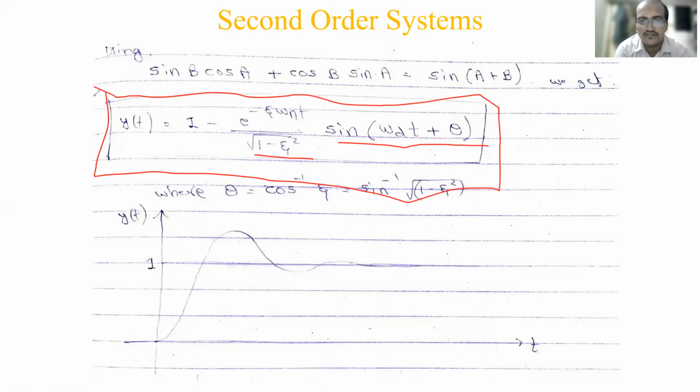First thing you have to remember is the standard transfer function of the second order system: omega n square divided by s square plus 2 zeta omega n s plus omega n square. And next this relation: y of t is equal to 1 minus e to the power minus zeta omega nt divided by square root of 1 minus zeta square, sine of omega dt plus theta.